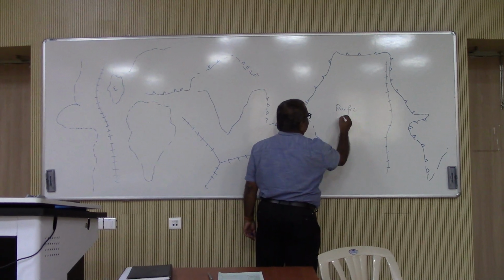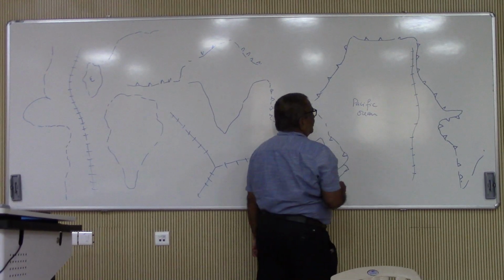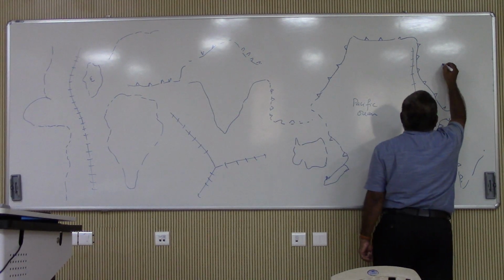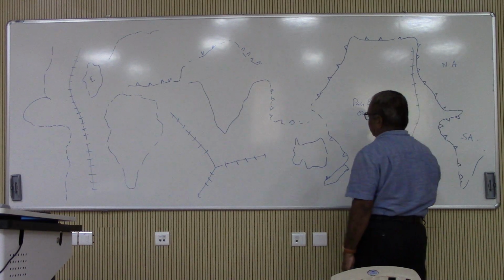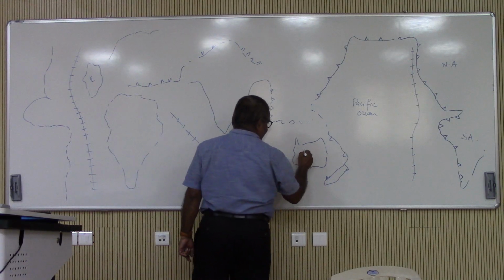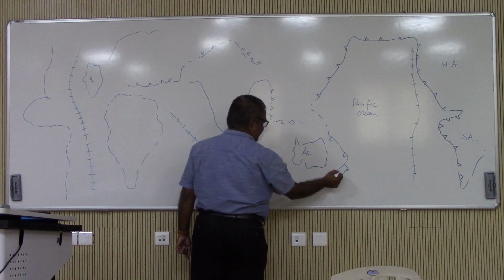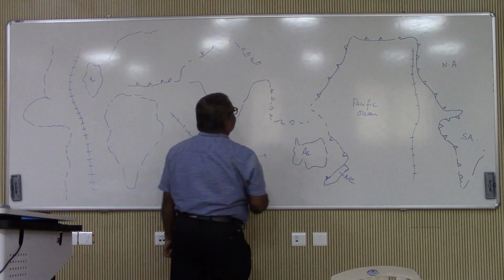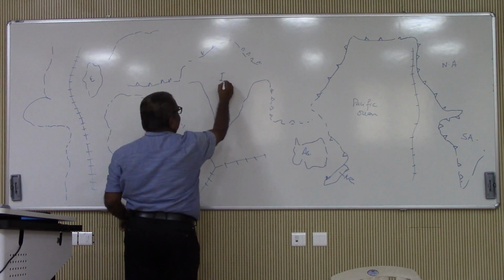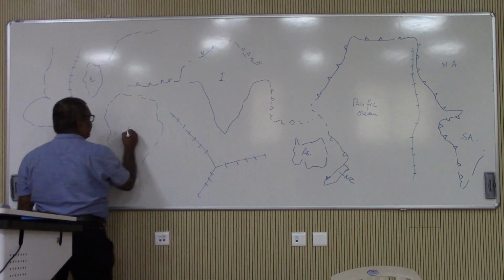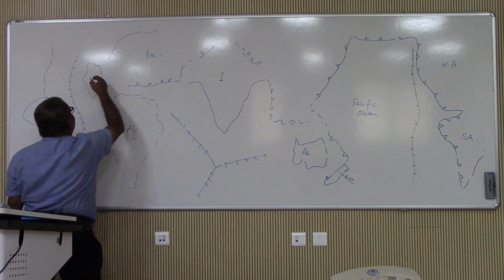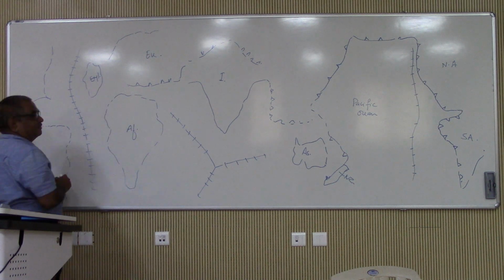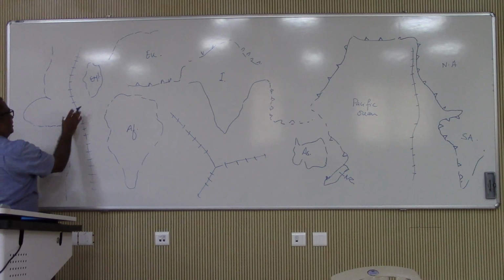Let us start from the Pacific Ocean. What is this place? North America. What is this place? South America. Very good. What is this place? Australia. What is this place? New Zealand. Okay. This you know. India. This one, Africa. This one, Europe. This one, England, UK. What is this place? Atlantic Ridge.